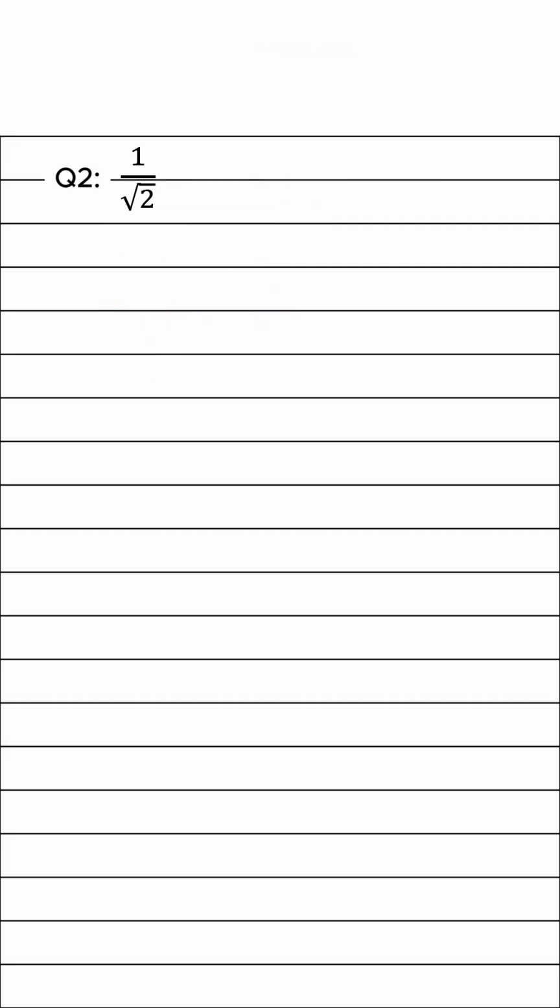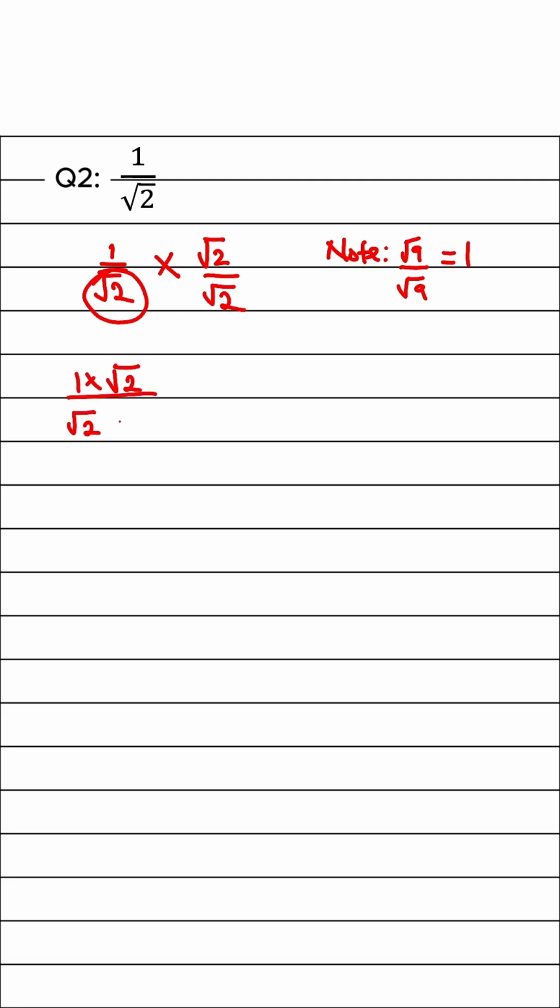1 over root 2. To remove the root from the bottom, we multiply the top and bottom by root 2. Remember that root a divided by root a equals 1. So we have root 2 over root 2 times root 2. Root 2 times root 2 equals 2. So the answer becomes root 2 over 2.